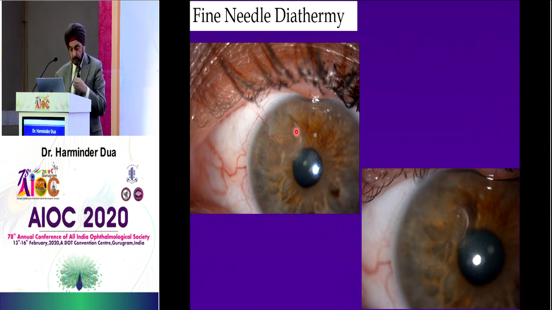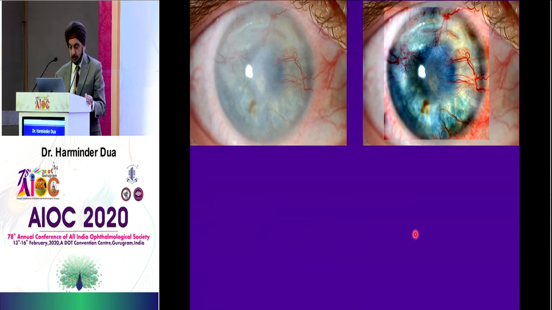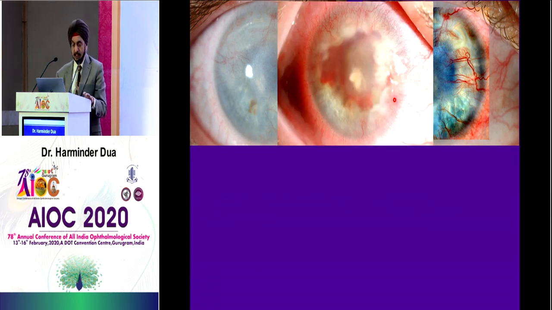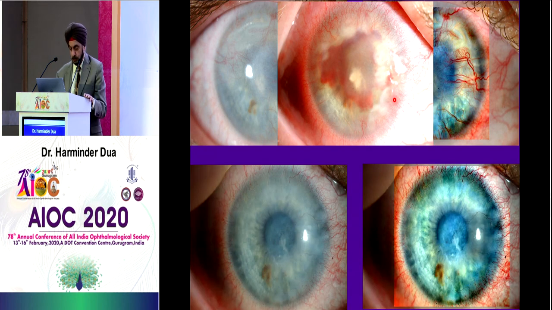Here's another example you can see of a patient with the vessels and after the fine needle diathermy occlusion. Here's one other example. This is this patient, same enhanced view, so many blood vessels, and you can see fine needle diathermy, lot of intracorneal hemorrhage, but then you see when it all settles, all that has gone. All these vessels are gone. And now you do your graft, much higher chance of success.